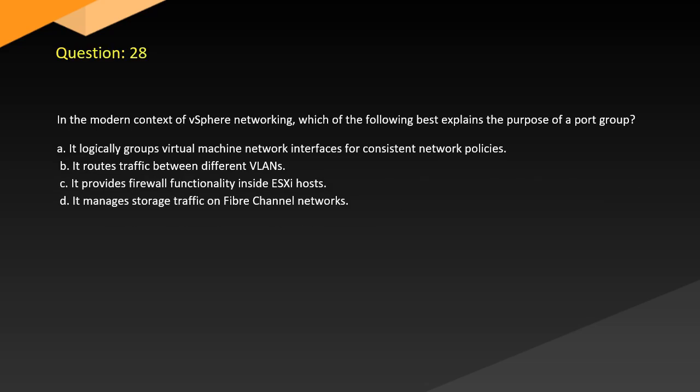Question 28. In a modern context of vSphere networking, which of the following best explains the purpose of a port group? A. It logically groups virtual machine network interfaces for consistent network policies. B. It routes traffic between different VLANs. C. It provides firewall functionality inside ESXi hosts. D. It manages storage traffic on Fibre Channel networks.